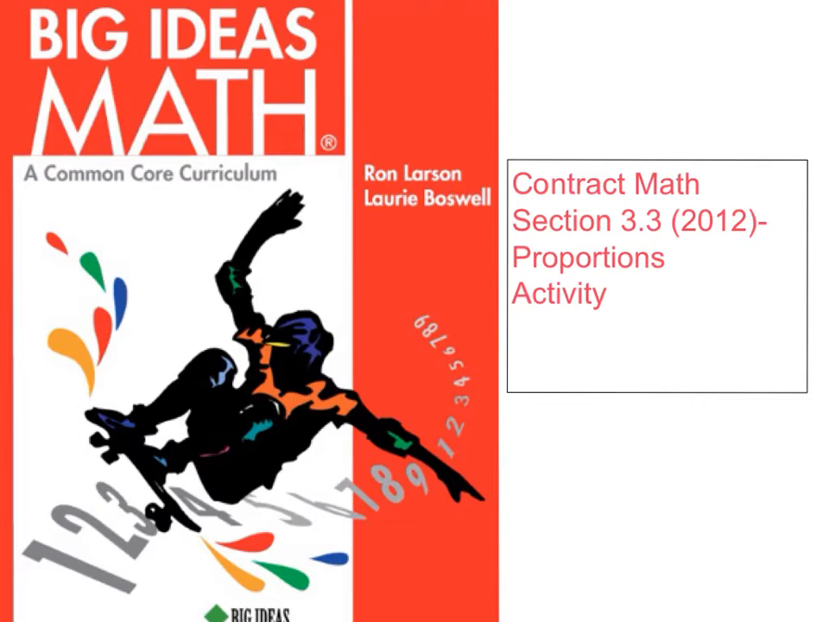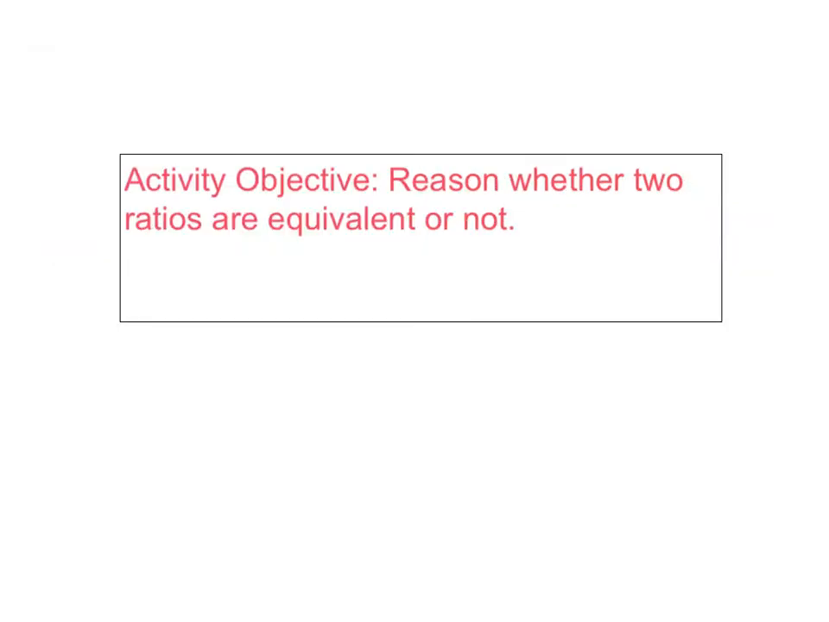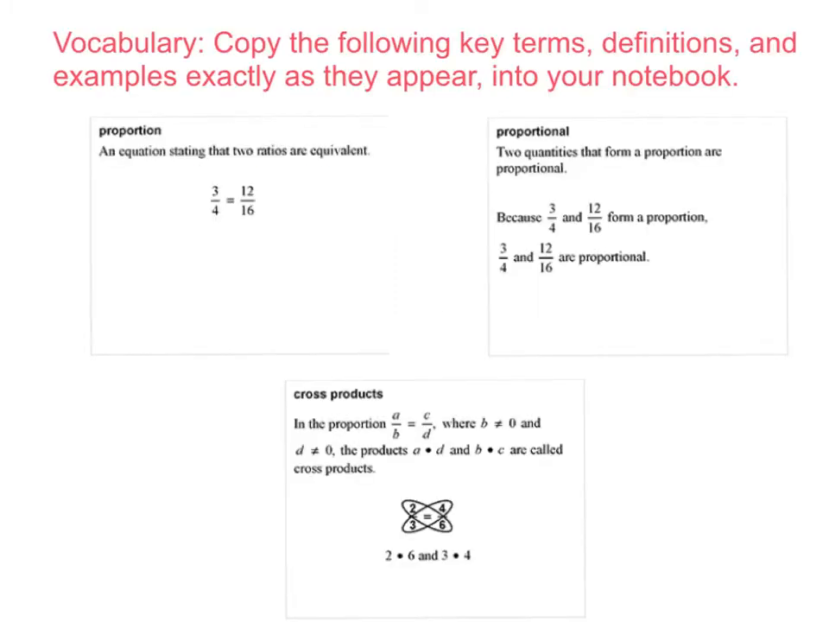Pause while you write Section 3.3, 2012 Activity in your math notebook. Pause again while you write today's activity objective in your math notebook. Today's activity objective is to reason whether two ratios are equivalent or not. Please copy the following vocabulary terms, definitions, and examples exactly as they appear into your notebook.